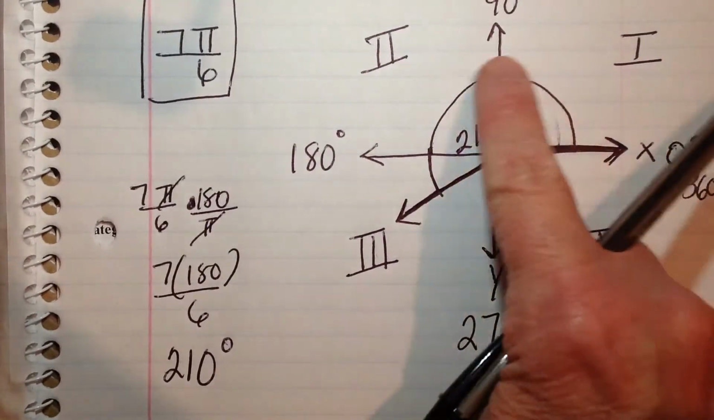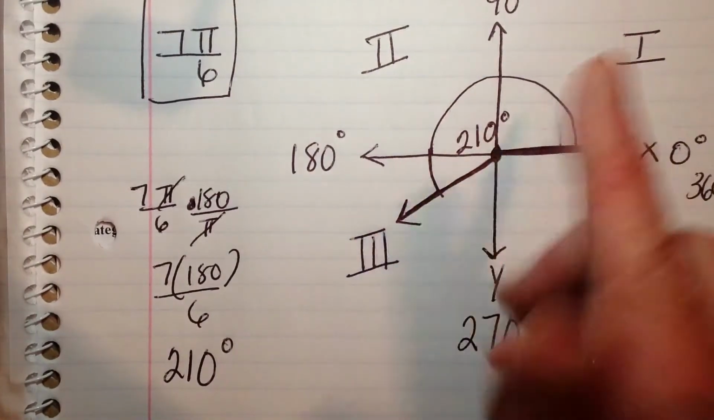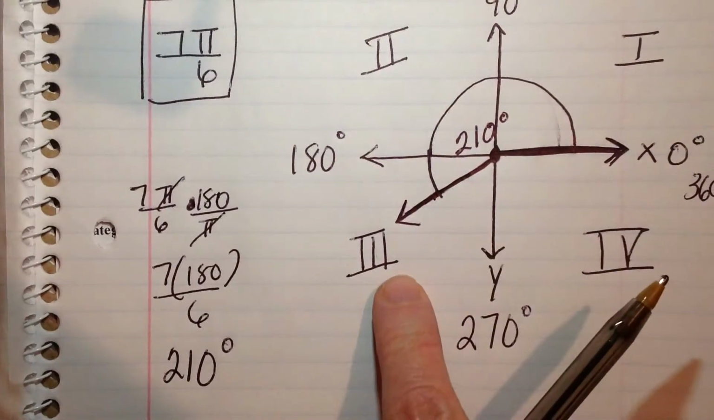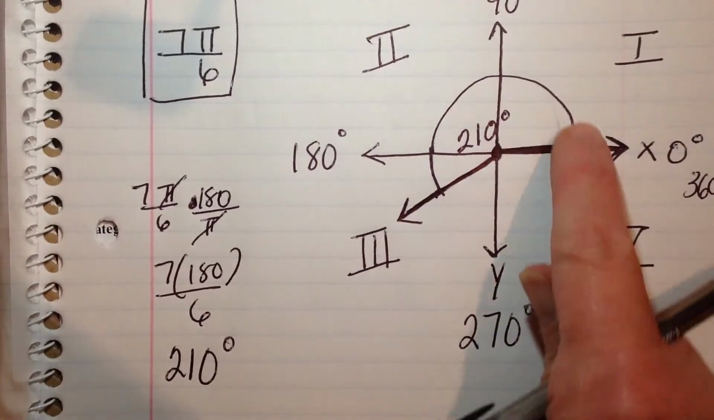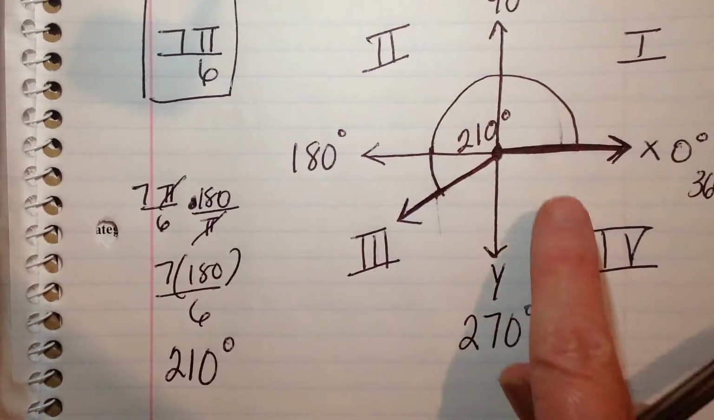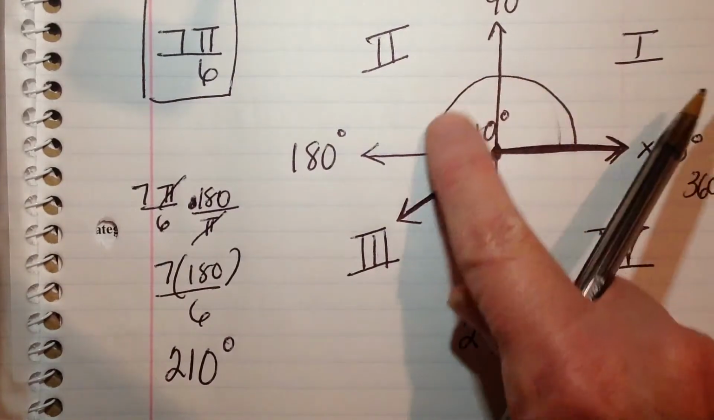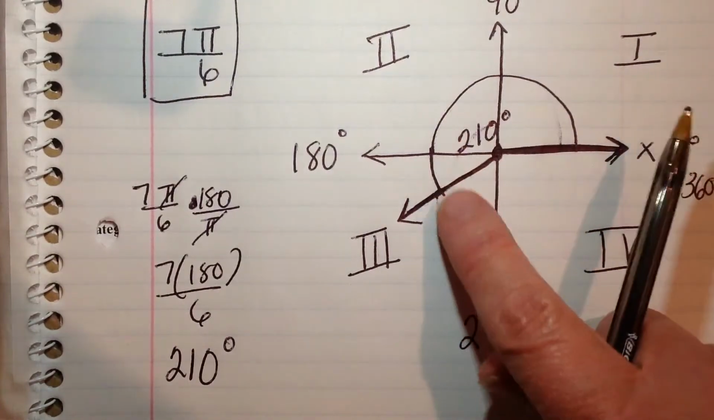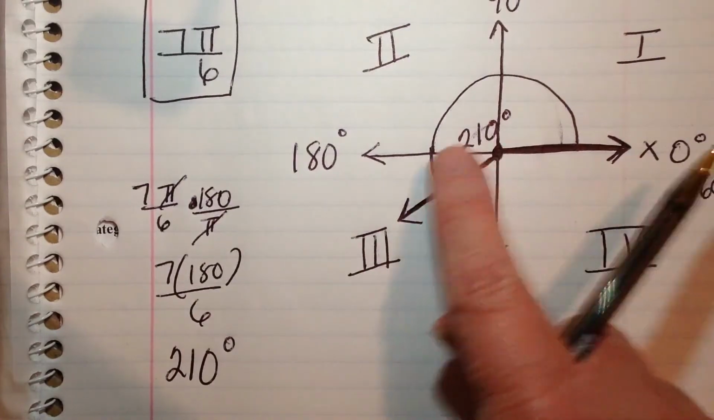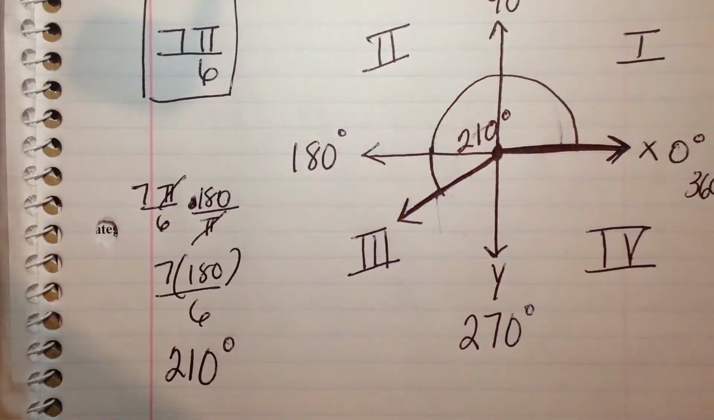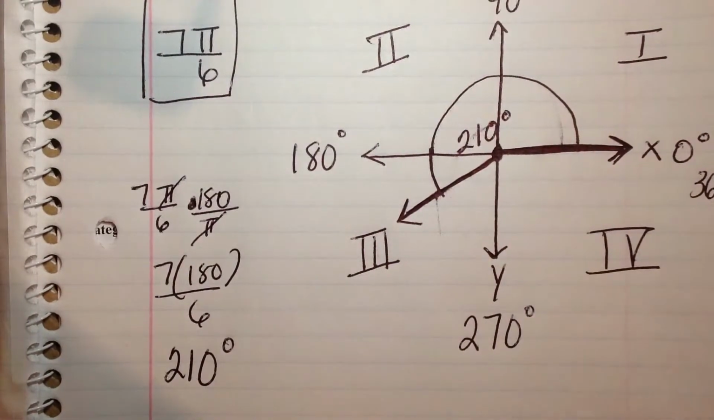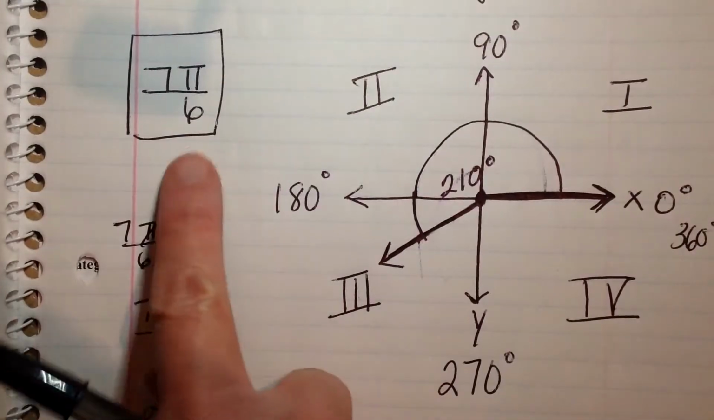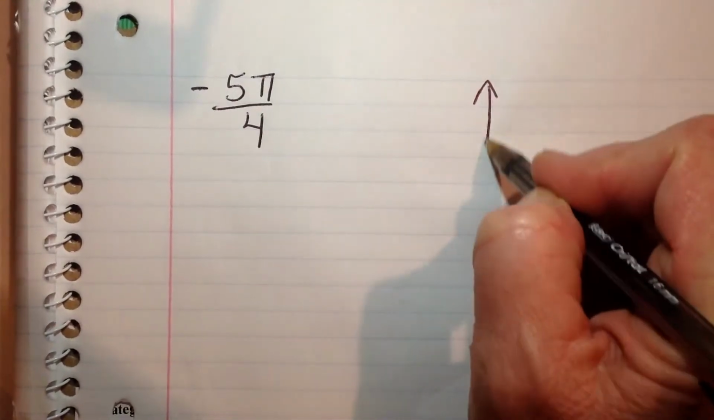So this terminal ray ended up being in the third quadrant. So here is an angle in standard position going past 180 down to 210. So therefore this is an angle in standard position. Let's look at another one. That's a positive angle. All right, let's draw this angle in standard position.